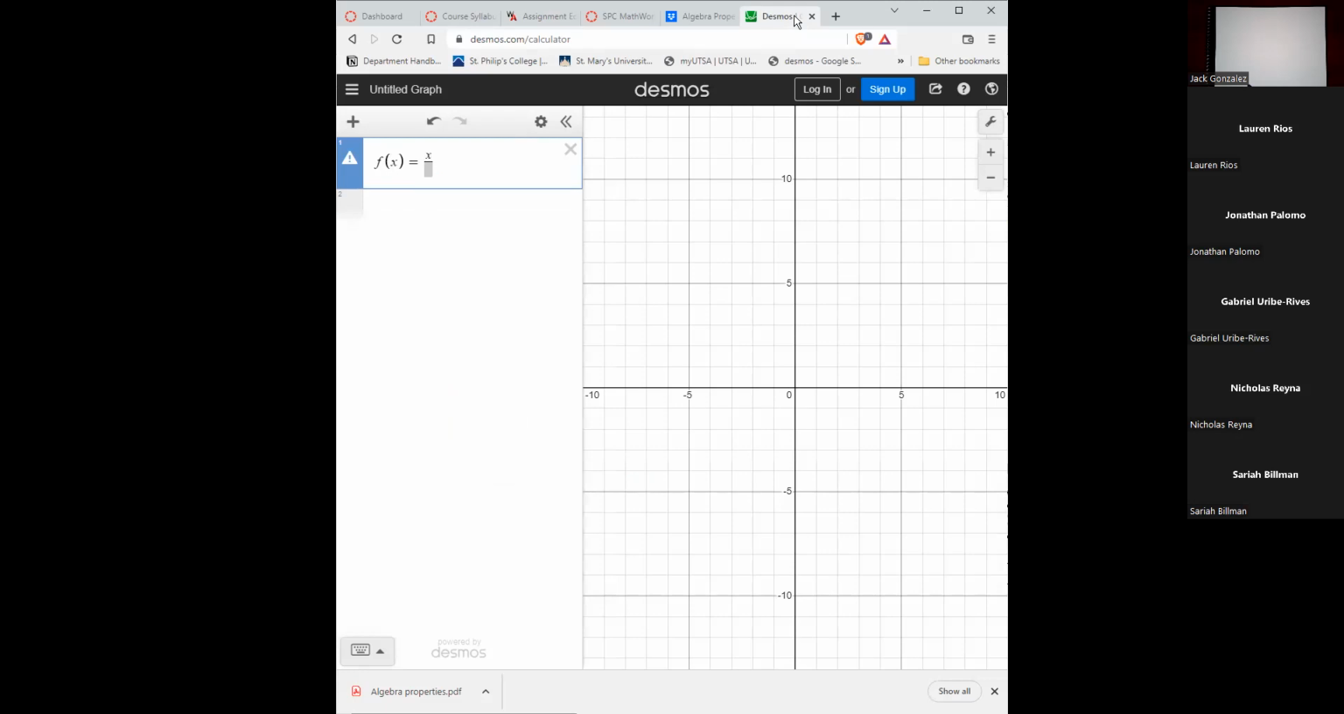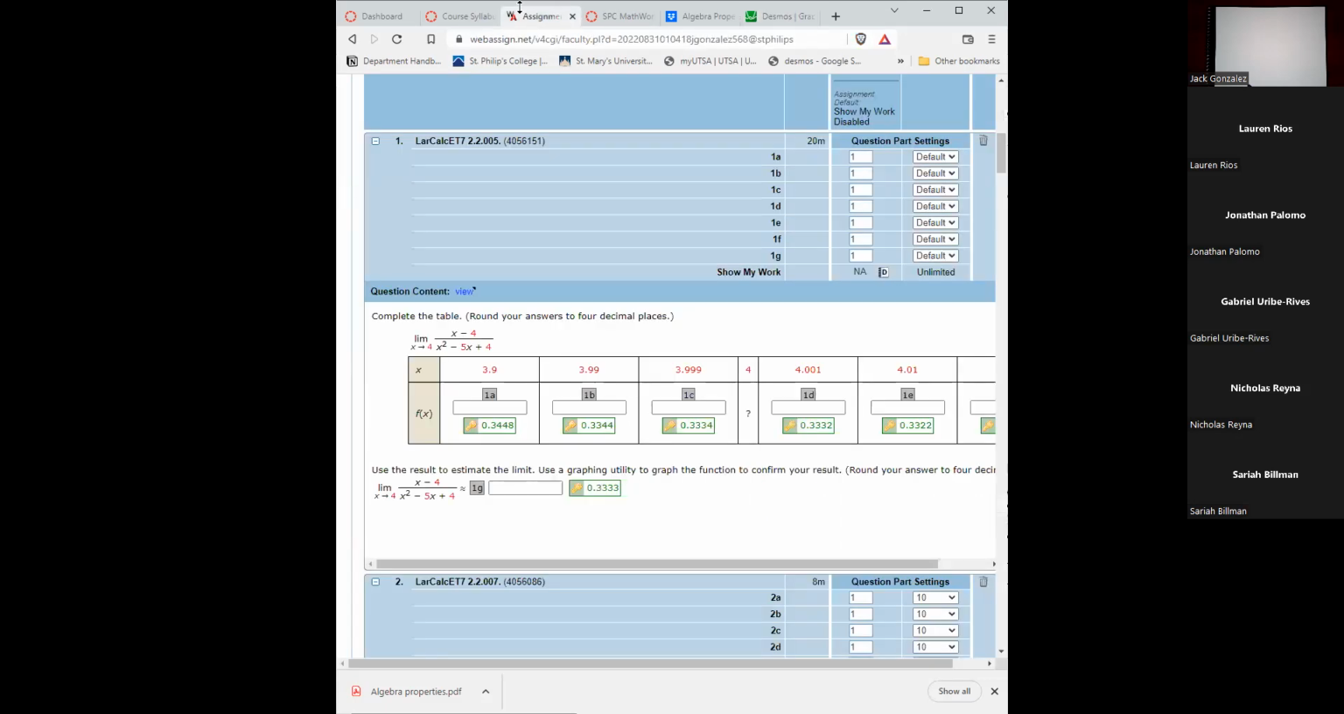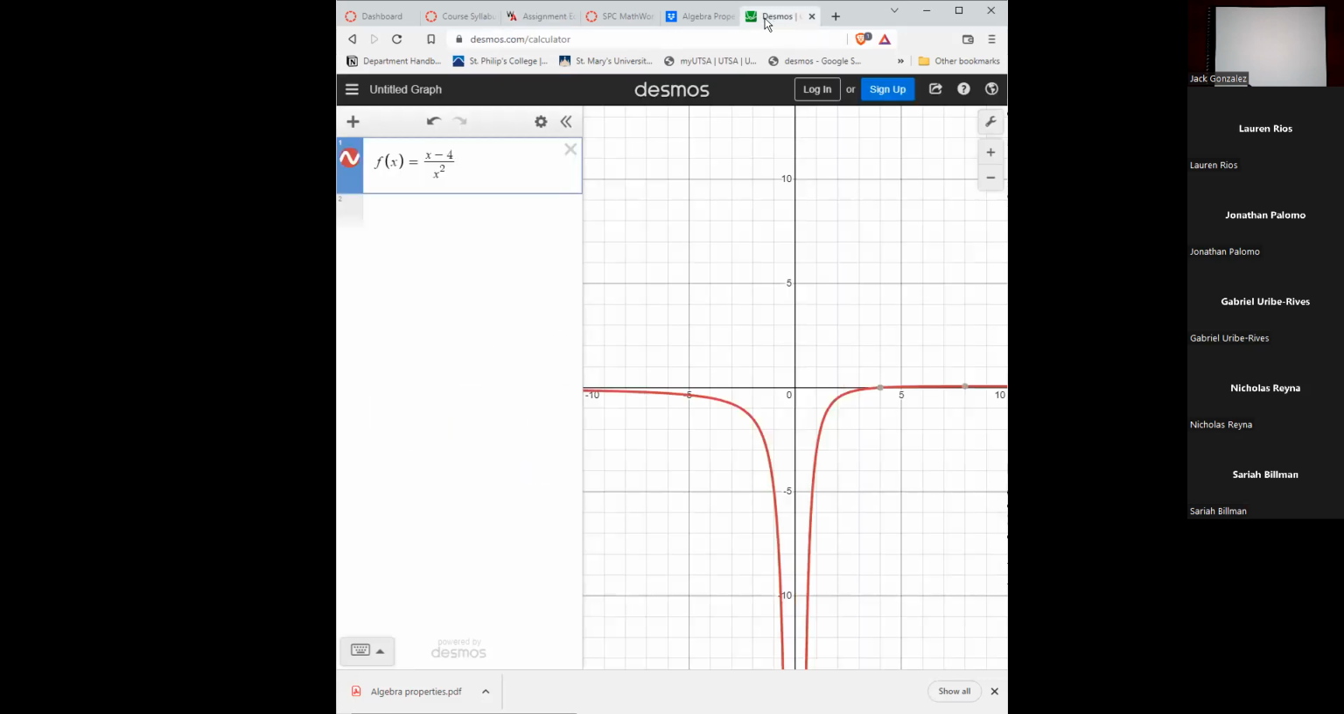Alrighty, was it x minus 4? I already forgot. Let's check. Yeah, x squared minus 5x plus 4. Okay, so here's the function in question.